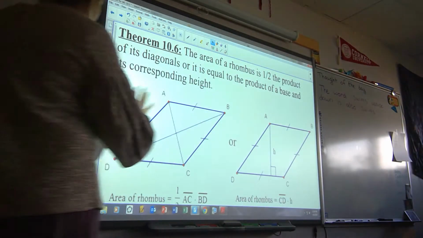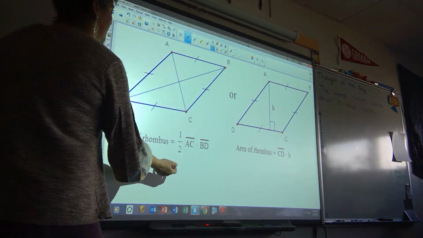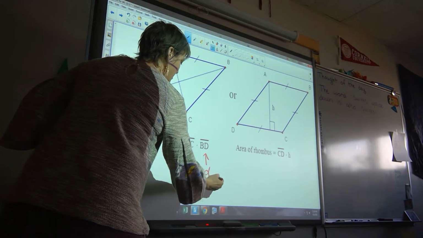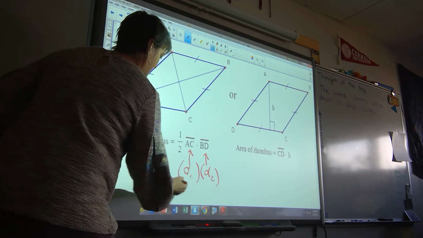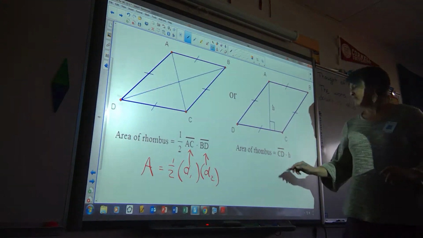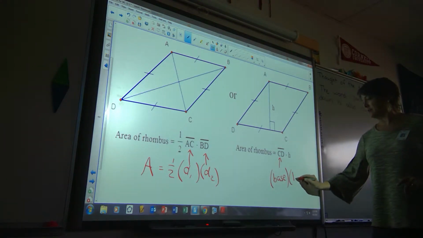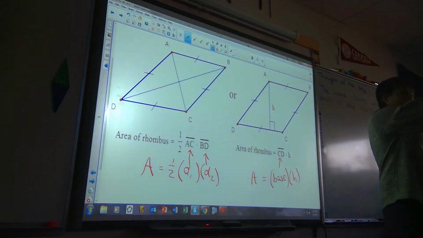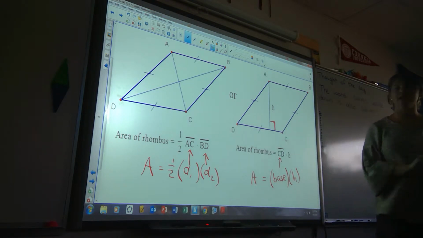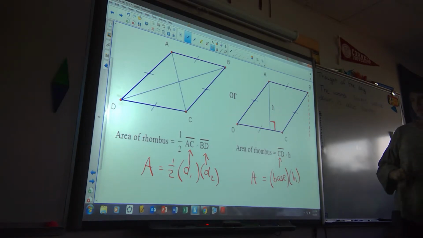Those 2 formulas are on this slide right here, but they've been written formally. This is diagonal 1, this is diagonal 2. So you have a choice. You could do it that way, or this is the base times the height. Remember that it's always important that the base and the height are perpendicular. It could be drawn out here. Sometimes that can happen.